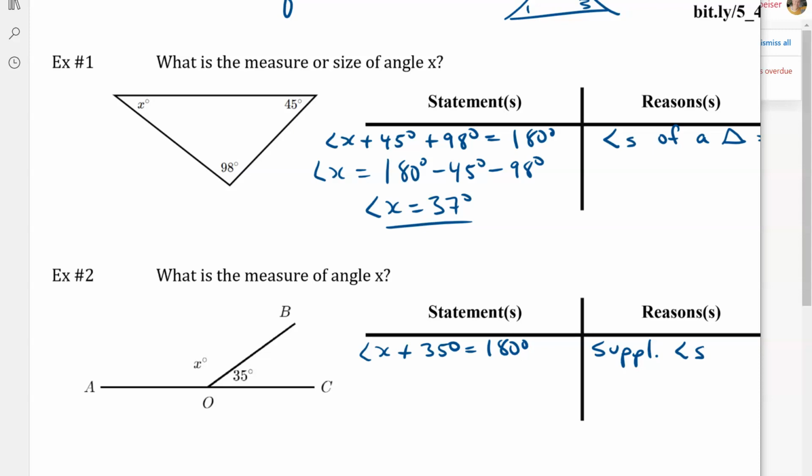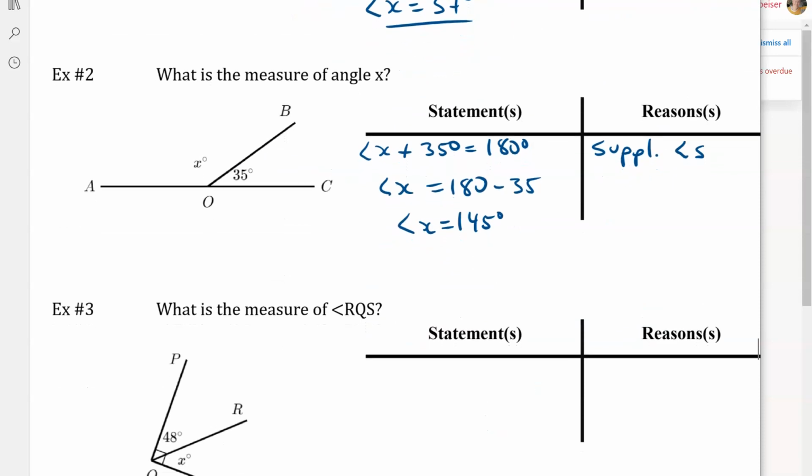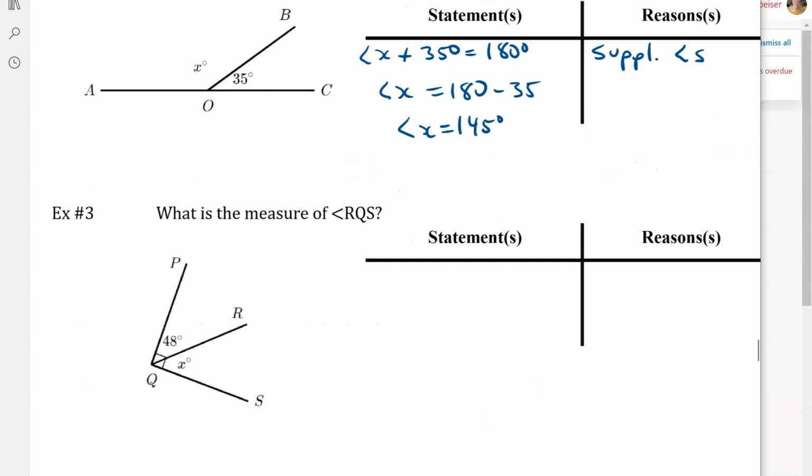And now if I'm going to solve that, similar to the last way I solved it, I'm going to say, well, the angle x is going to be equal to 180 minus 35 degrees. And so what do I get? 145 degrees. All right, moving on to example number 3.